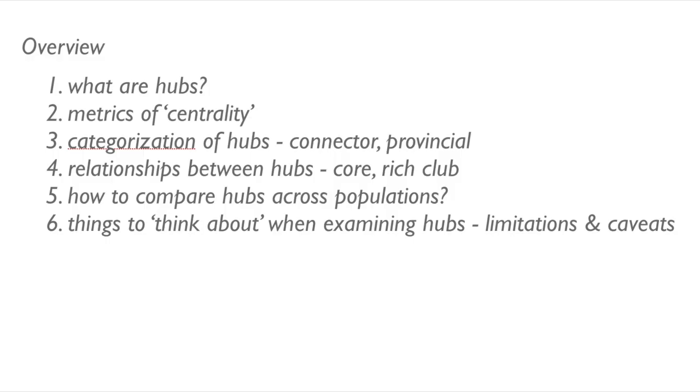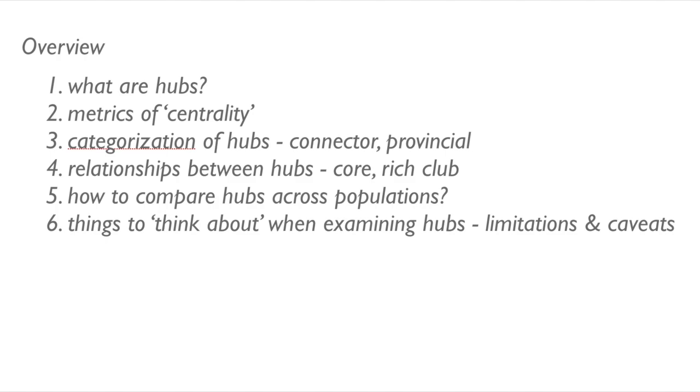So we want to discuss what hubs are, what types of metrics of centrality we have to detect hubs, and what types of categorization we can have of hubs. We can divide them into so-called connector hubs and provincial hubs. What types of relationships might there be within a network between hubs? We will talk about the core and the rich club.